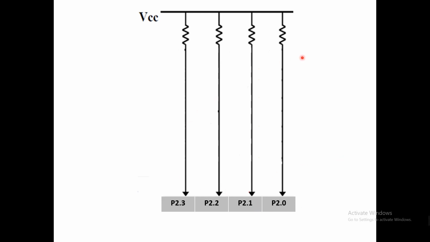So let's assume we have four columns, column 0, 1, 2, 3, and each column is connected via a pull-up resistor with the plus VCC, and each column is connected with one bit of a port. So port 2 bit 0, port 2 bit 1, port 2 bit 2, port 2 bit 3. So how many bits do we use? 4 bits used for the four columns.